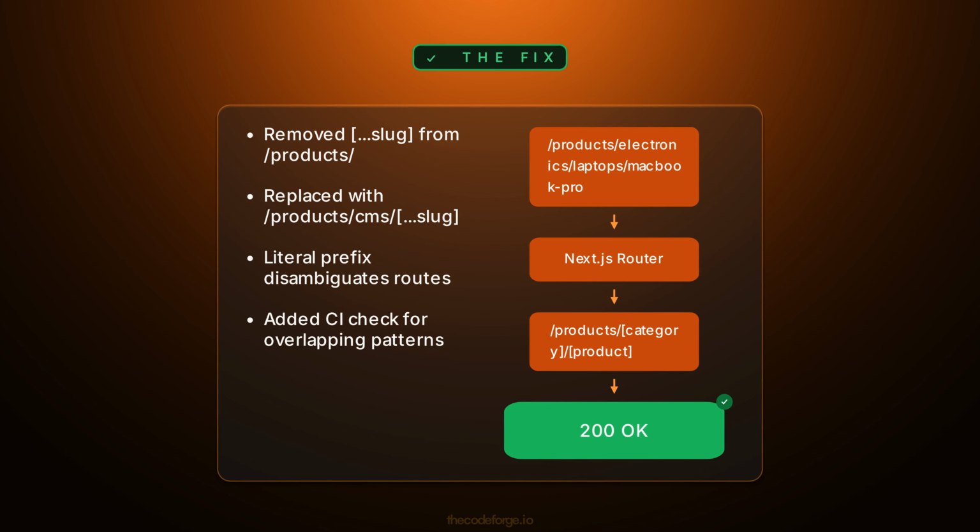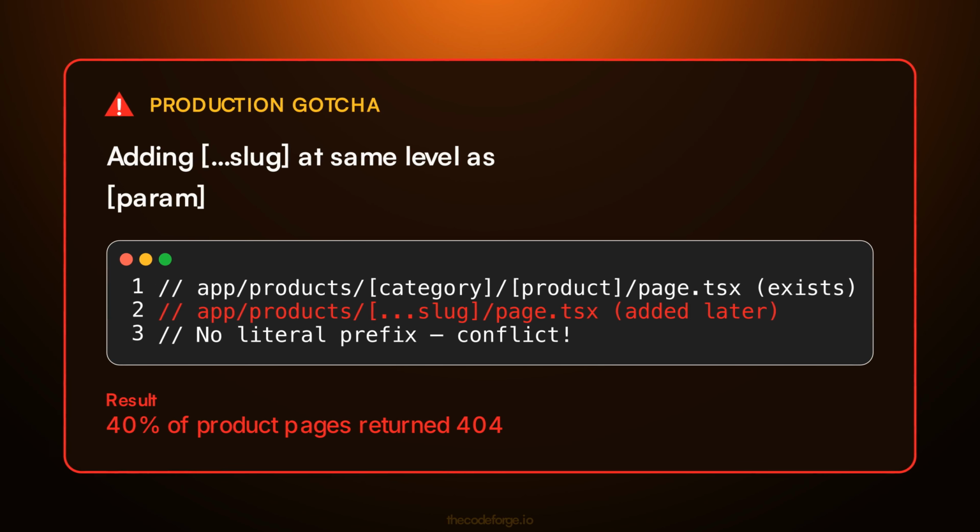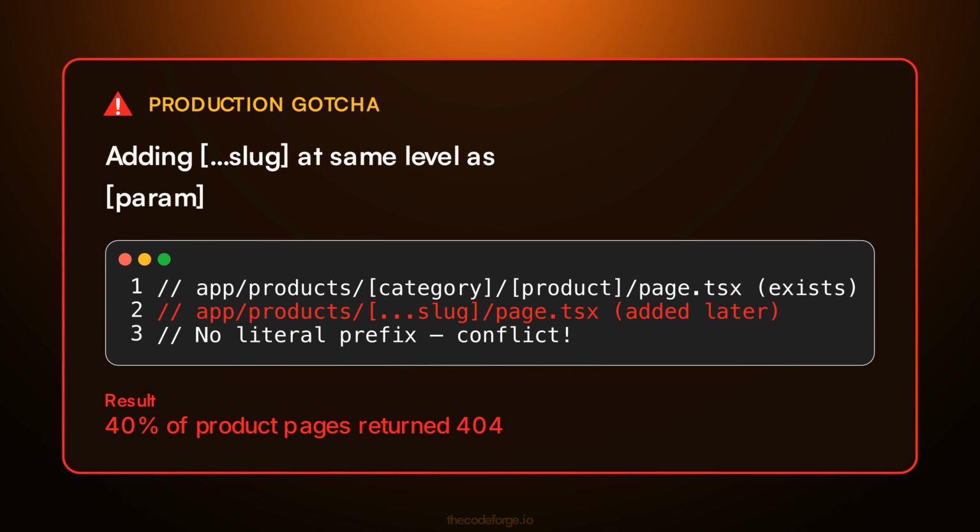The literal segment, cms, ensures the catch-all only matches paths starting with /products/cms/, leaving /products/[category]/[product] untouched. They also added a CI script to detect overlapping dynamic patterns in the future. This is the exact mistake from the hook, adding a catch-all at the same directory level as existing dynamic routes. The catch-all shadowed the more specific category/product route because of alphabetical priority. Always use a literal prefix like /cms/ to prevent this.